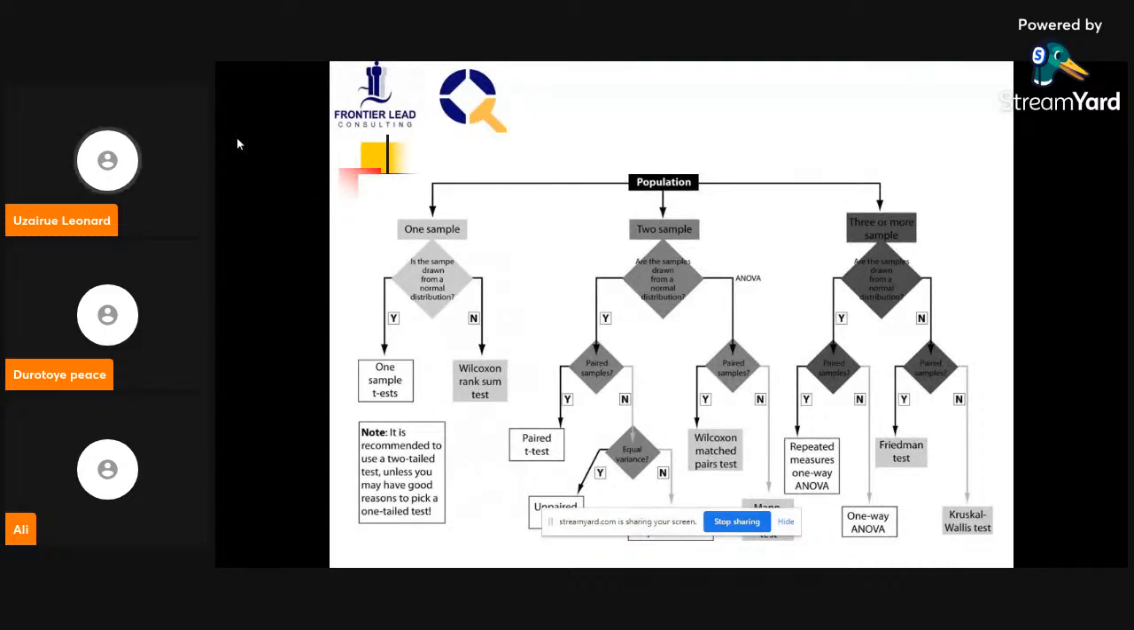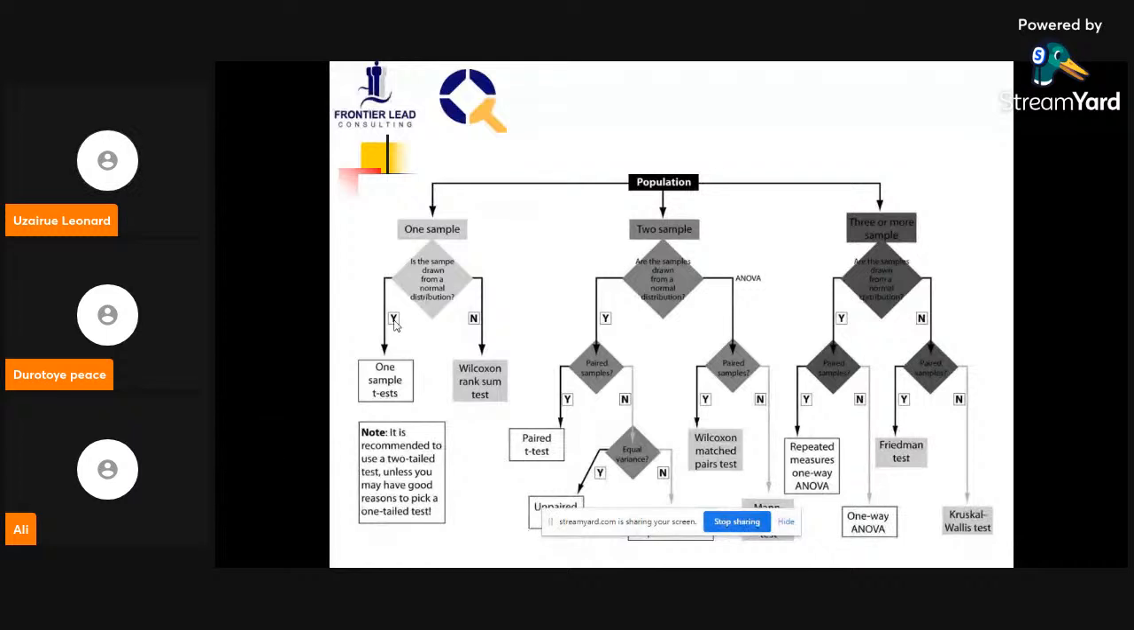And if it's one sample, then the next question you ask yourself is, was this sample drawn from a normal population? Then if it's yes, you can see here, you'll be carrying out what we refer to as one sample t-test. But if it's not normally distributed, but it's a one sample population, then you'll be carrying out what we refer to as Wilcoxon rank sum test. We are going to see how to carry out all these tests when we move to the software itself. So what we are saying in essence is, you must always ask that question.